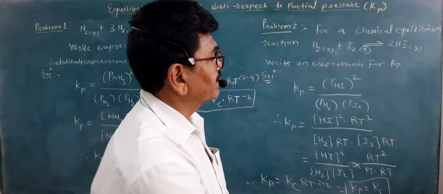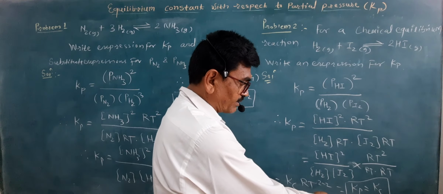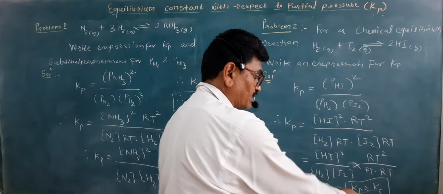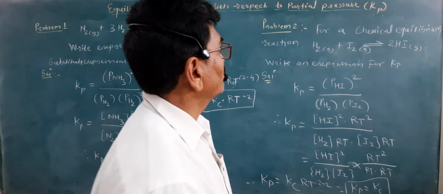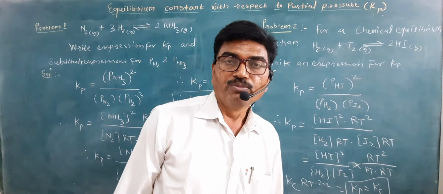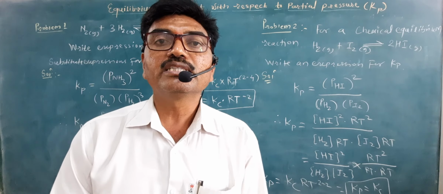So for this reaction, the equilibrium constant in terms of partial pressure is equal to the equilibrium constant in terms of concentrations. Okay, understood. So this is useful at the time of solving numericals. So what have we learned in this video?